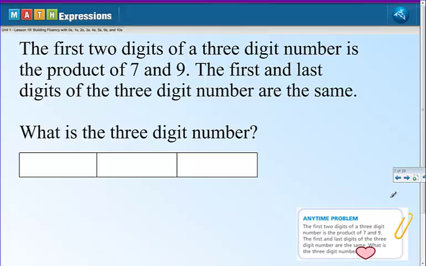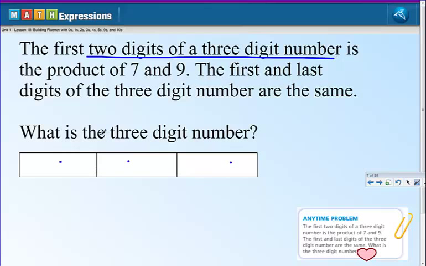If you read right here, it says the first 2 digits of a 3-digit number is the product of 7 and 9. The first and last digits of the 3-digit number are the same. And so we are actually looking at a 3-digit number: 1, 2, and 3 digits. Let's get started with understanding what it's asking. First of all, the first 2 digits of a 3-digit number. Okay, so we have 3 digits right here. 1, 2, and 3. Well, the first 2 digits, 1 and 2, are the product of 7 and 9.